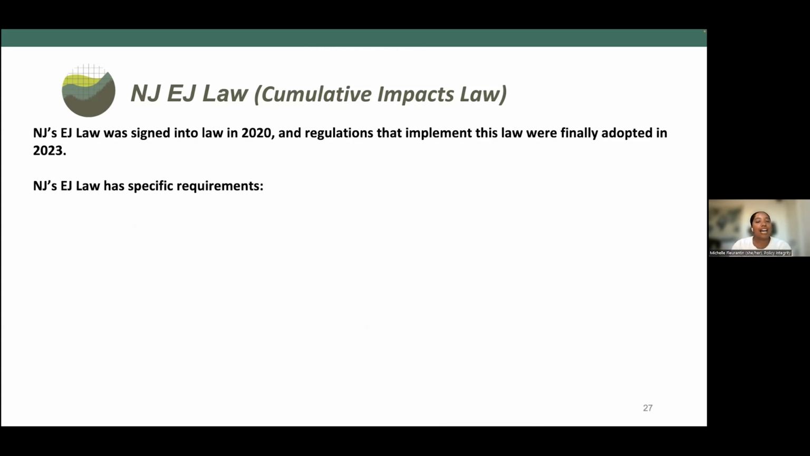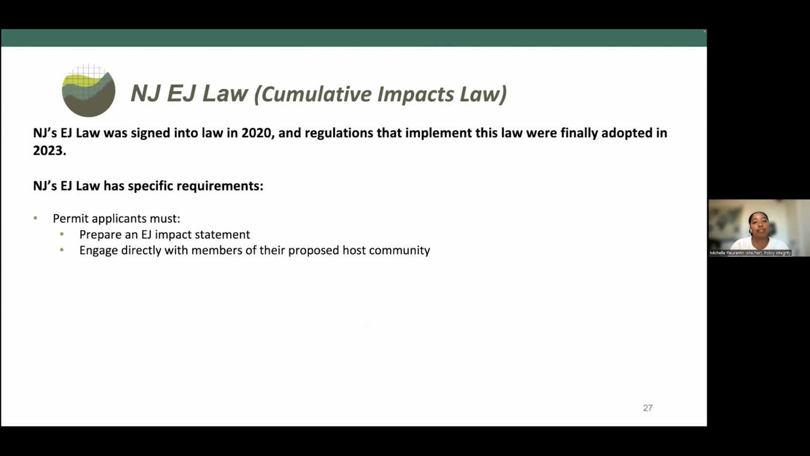So New Jersey's EJ law has very specific requirements. The first being that permit applicants must prepare an environmental justice impact statement. They also have to engage directly with members of their proposed host community and collect all public comments and respond to them in writing. So the goal of these requirements is to make sure that communities have a voice up front before decisions are made, to make sure that any issues regarding cumulative impacts in their communities are addressed and recognized.